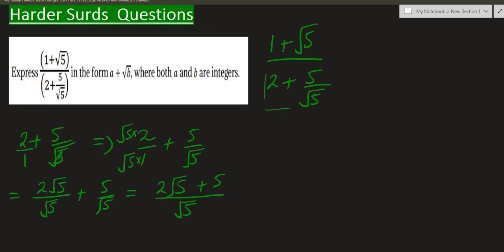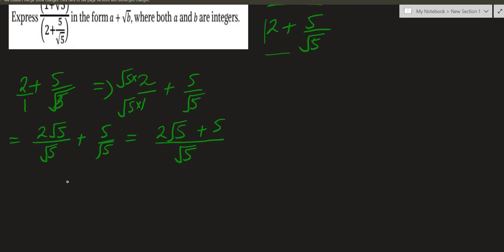So to rationalize this one, there's a specific method to rationalize the denominator. So I'm gonna do 2 root 5 plus 5, divided by root 5. To rationalize this one, I'm gonna times it root 5 at the top, and I'm gonna times root 5 at the bottom as well. Same number top and bottom, that's it. This is called rationalize.